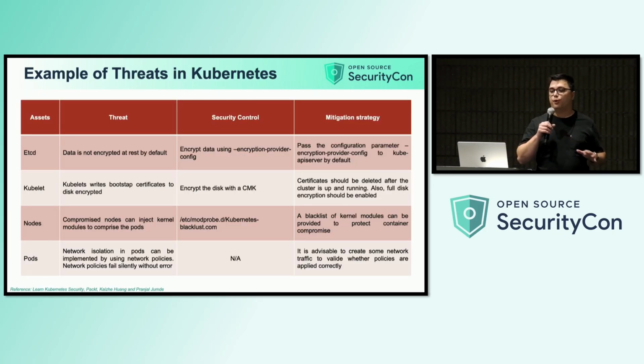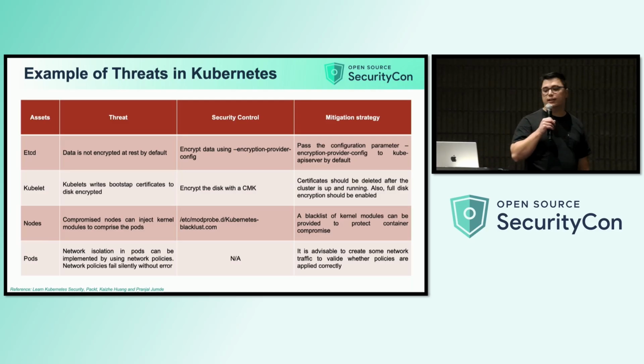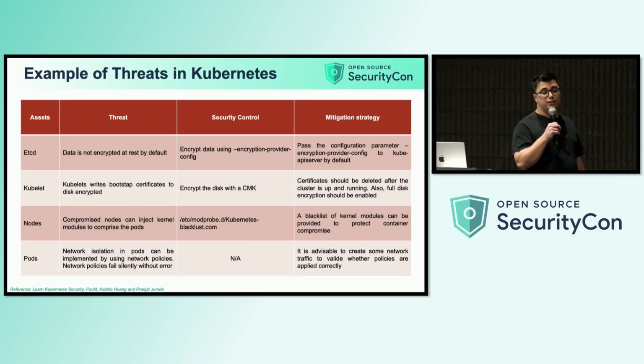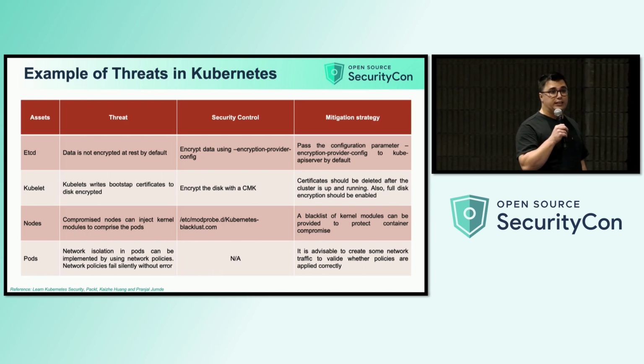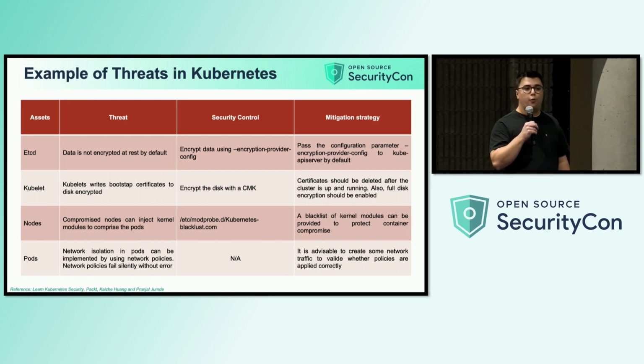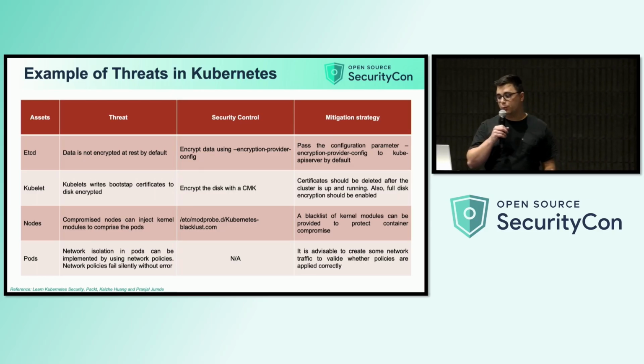I put some examples of threats we have in Kubernetes. For example, in etcd, by default, if you are leveraging an Azure Kubernetes cluster, etcd is encrypted at the cloud provider level, but not encrypted with a CMK. Right now, that is something possible. You can do that only since a few months.